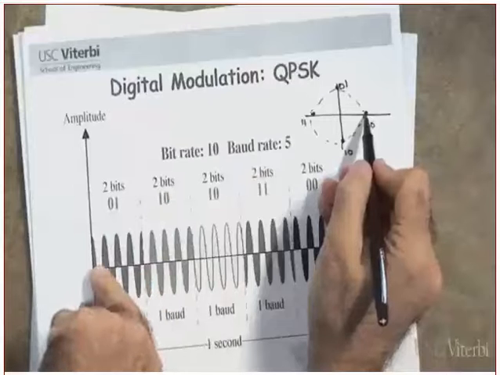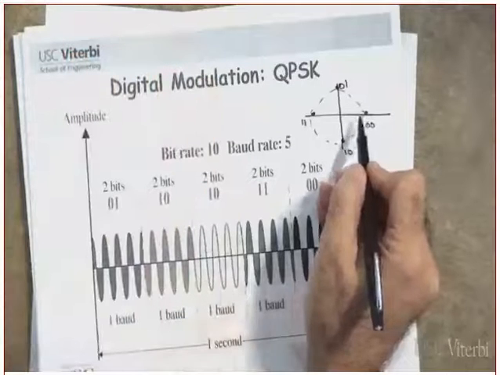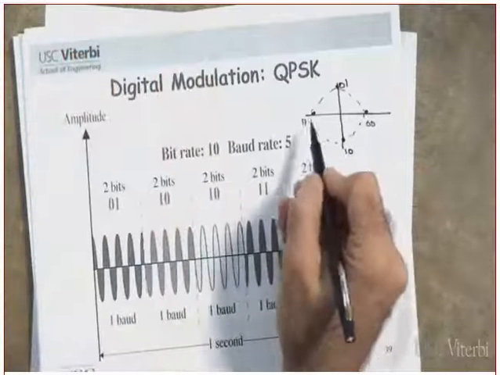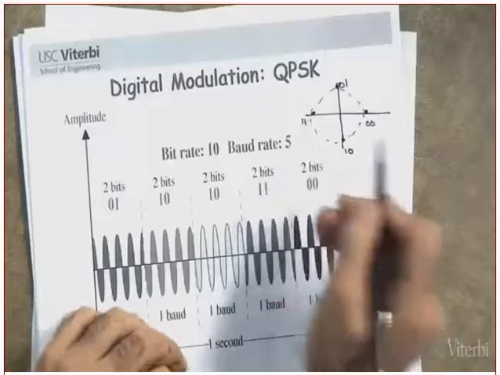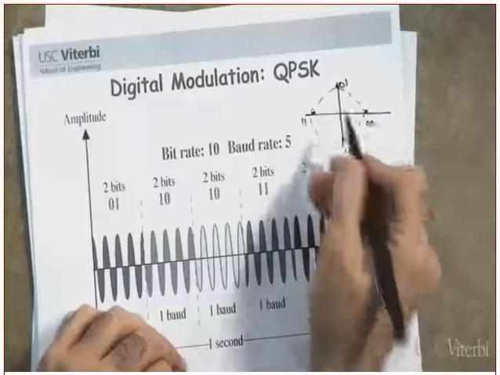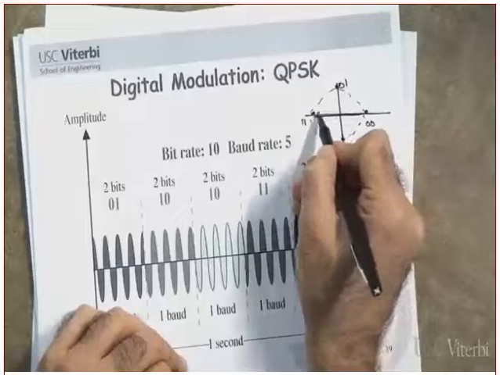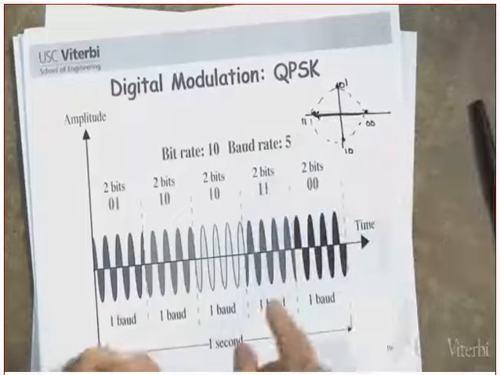Let's assume this is the symbol here. At this time, 0,0. The next 2 symbols happen to be 1,1. How are you moving? How are you transiting from here to here? Are you going around a circle or are you going directly? You are going to go directly.